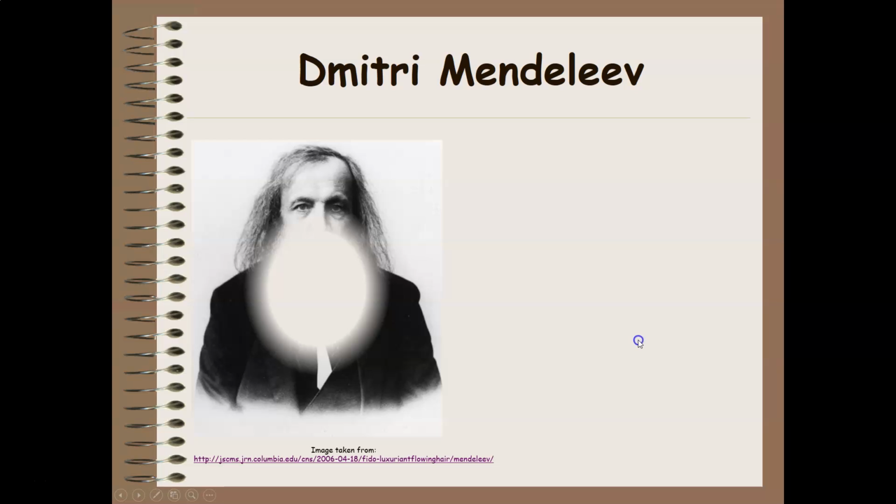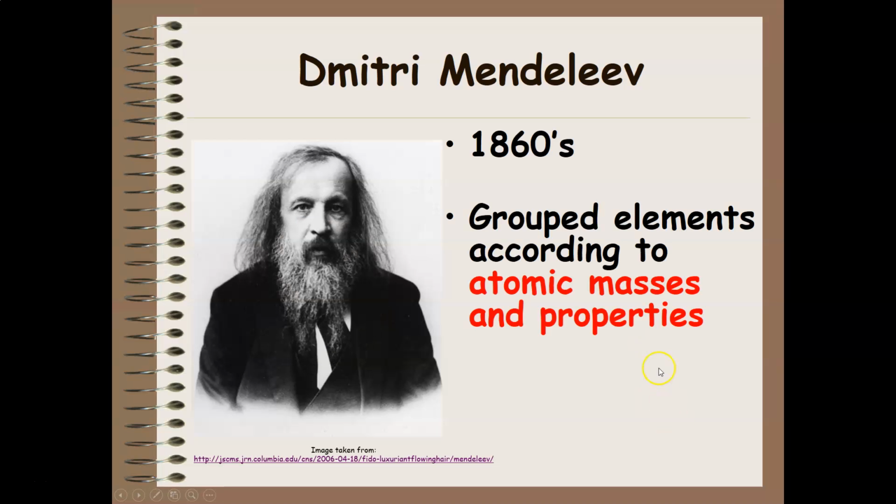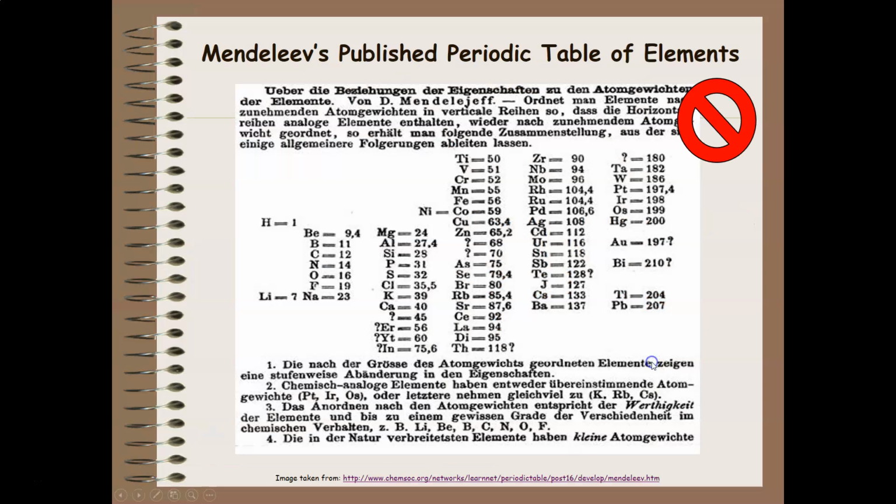Let's talk about Dmitri Mendeleev. He was the person who started to group the elements according to their atomic masses and the way they behaved, their properties. So he was the person who kind of gave it the best first attempt. He was almost right, but not quite right. One of the things that's pretty impressive, though, is how close he came to getting it correct.